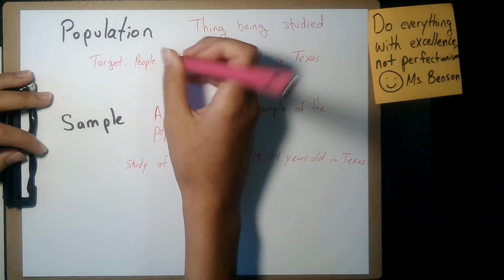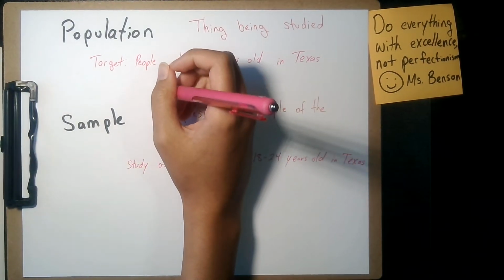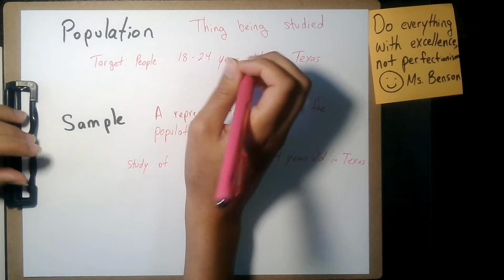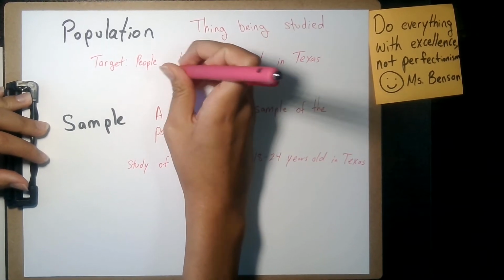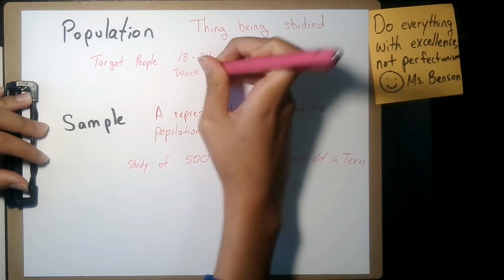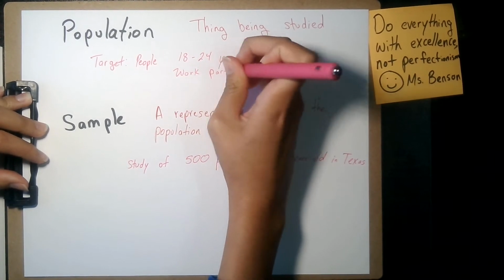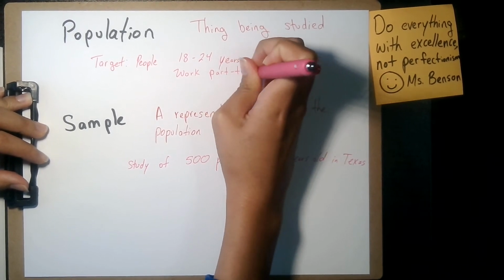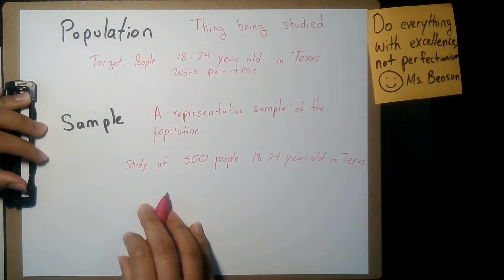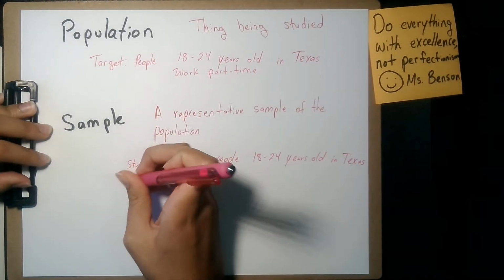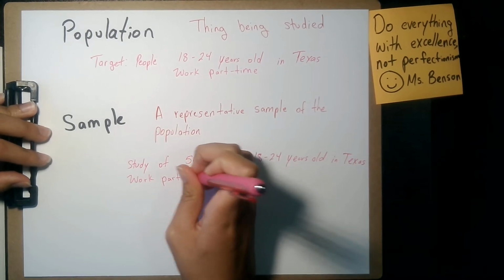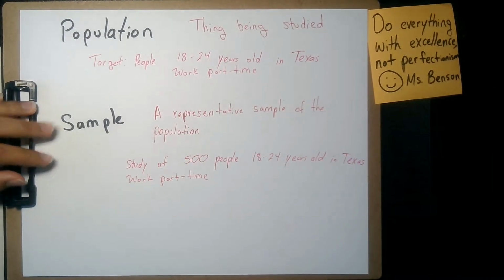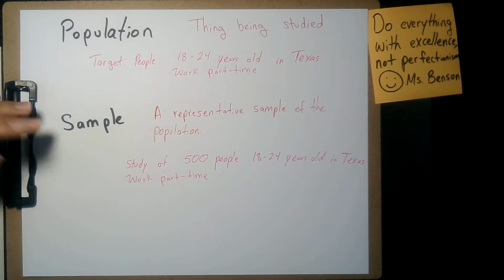So there's going to be other things that are part of that. So let's say that they work part-time. If you're going to be focusing on people that work part-time, you're going to want your sample to also be people that work part-time. It's like the saying goes, you want to compare apples to apples.